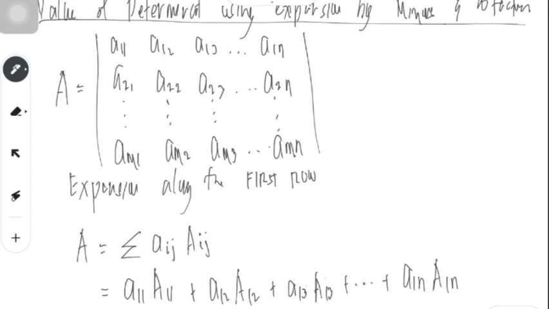Okay? Tingnan natin. The first term is positive. 1 plus 1 is 2, negative 1 to the second. The second term is negative. The third term is positive. Sign alternates. That is expansion along the first row.